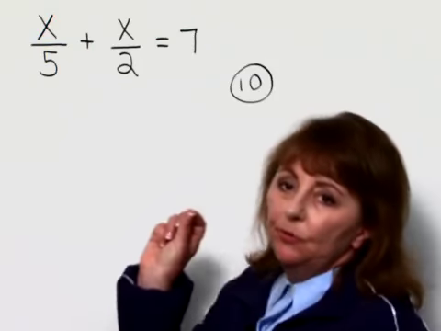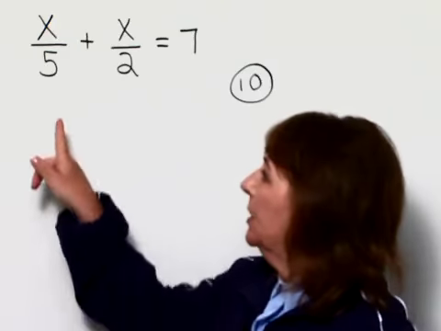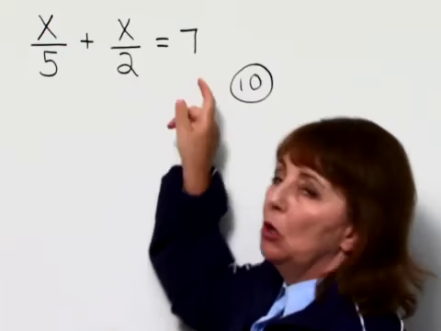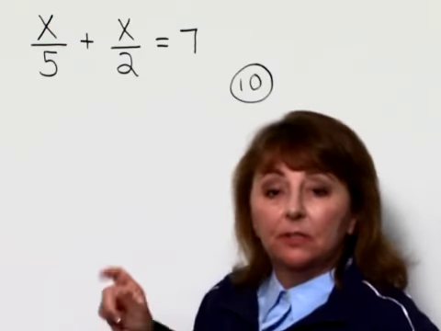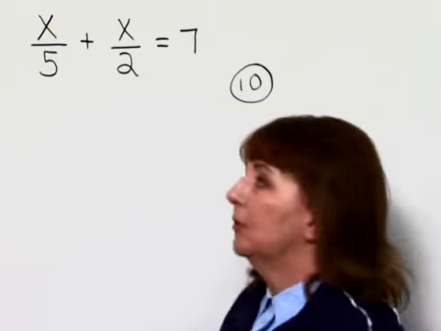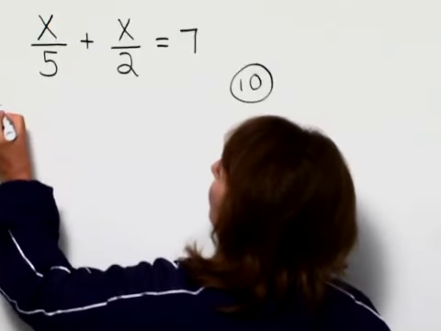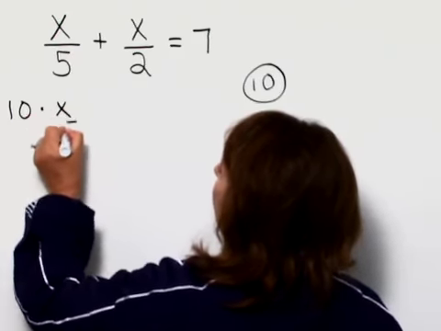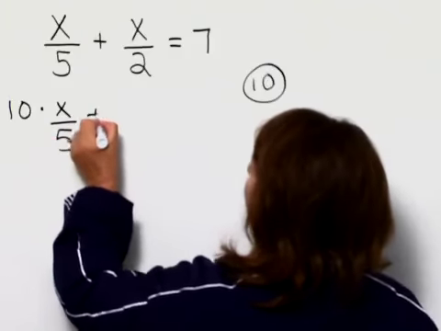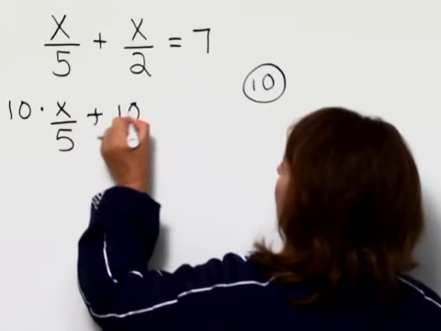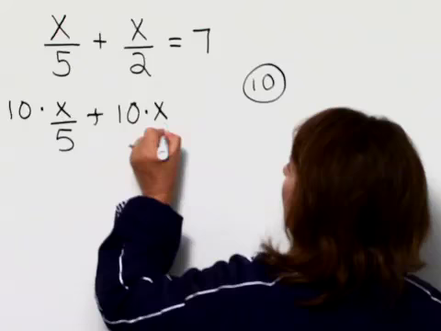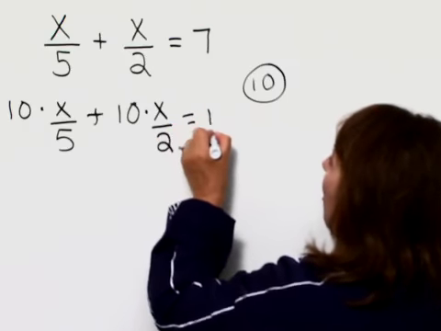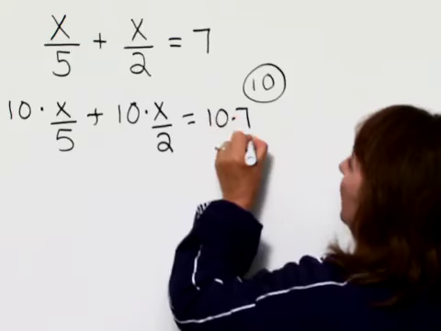Now, we're going to use a method called clearing the fraction. If we multiply each one of these terms by 10, we'll end up with an equivalent equation that doesn't have fractions. Let me show you how this works. We're going to take the first term and multiply it by 10. Then we're going to multiply 10 by the second. And then we have to remember that we also need to multiply 10 times 7.